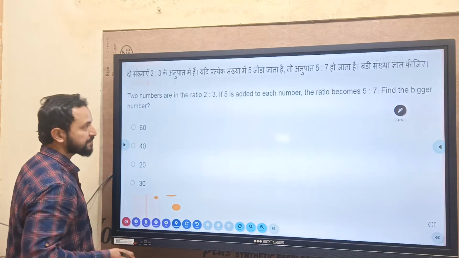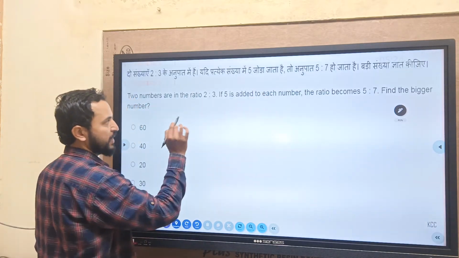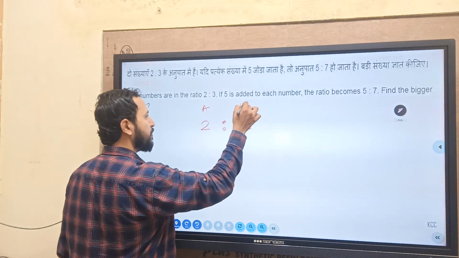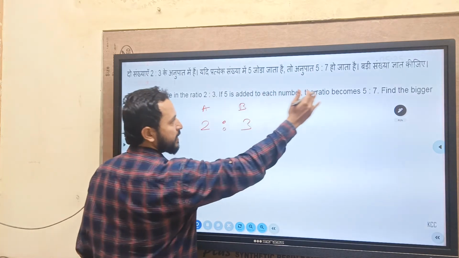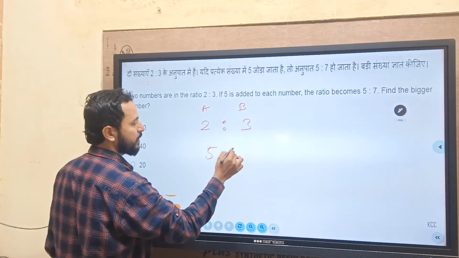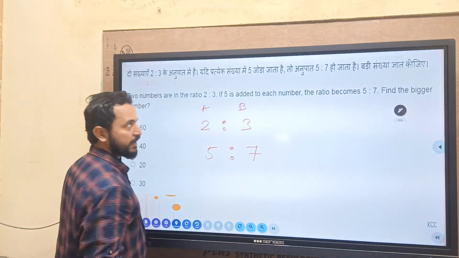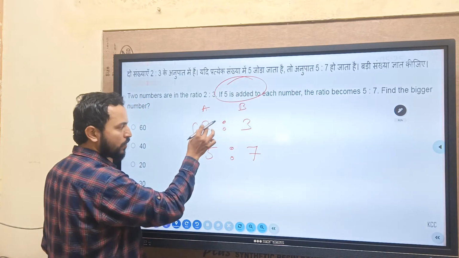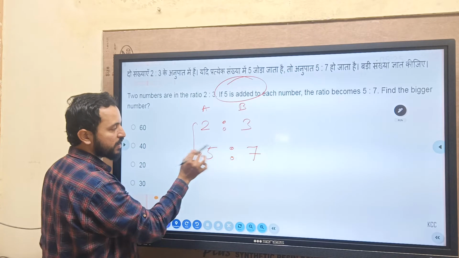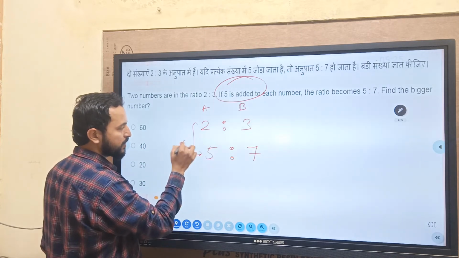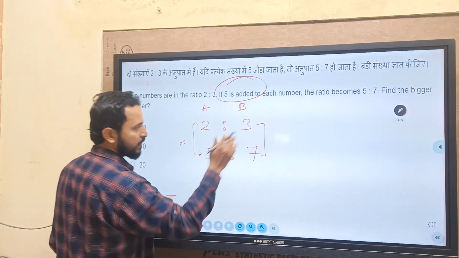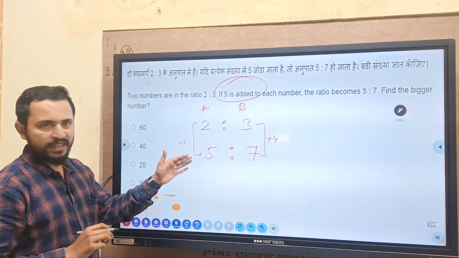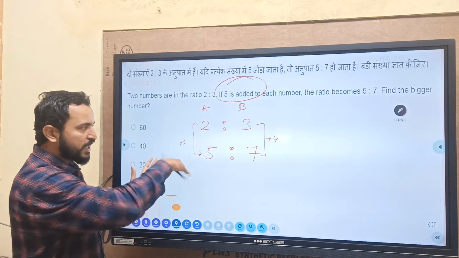Two numbers in 2:3 ratio. So in the 2:3 ratio there are two numbers, write A and B. These are two numbers. 5 is added to each, the ratio becomes 5/7. The new ratio is becoming 5/7. Why? 5 is added. Let's check how much is added. 2 plus which number? Here how much is getting added? Plus 3. Here 3 plus which number? Plus 4 is happening. When the difference is like this, it is not the same. You have to change it.